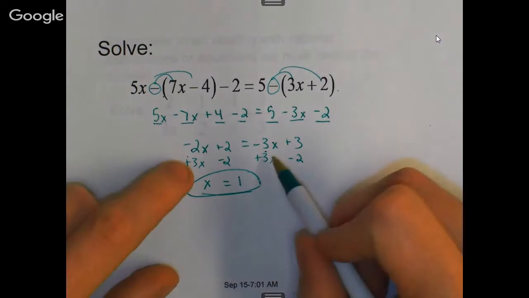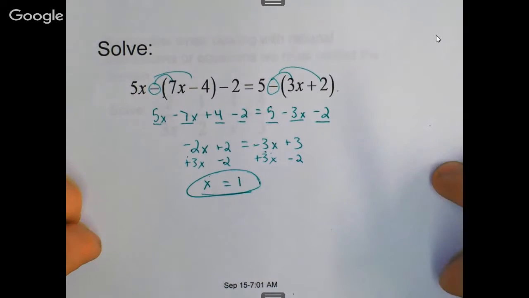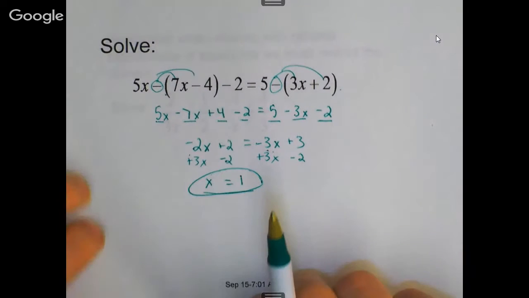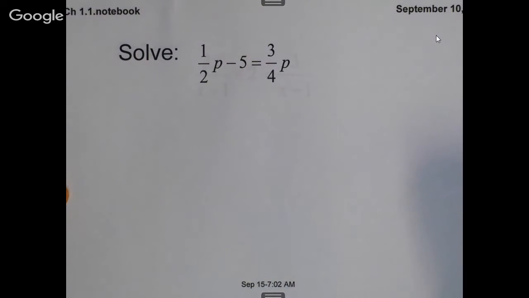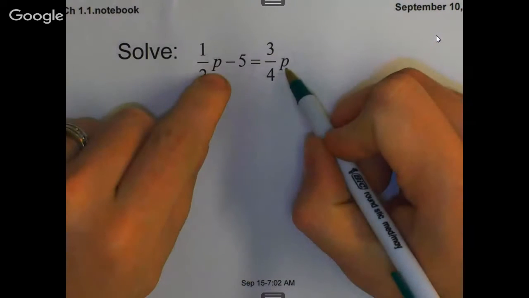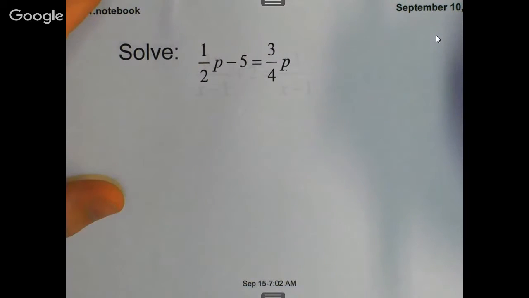Now, like I said, it doesn't matter what side you move the x to. Sometimes there are easier ways or easier sides to move it to, though. Okay, so we've got some fractions in here. But if you notice here, p is still to the first power, so this is still linear. Now, not very many people like to deal with the fractions, so we're going to get rid of them.